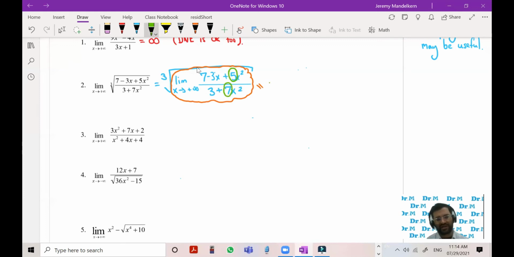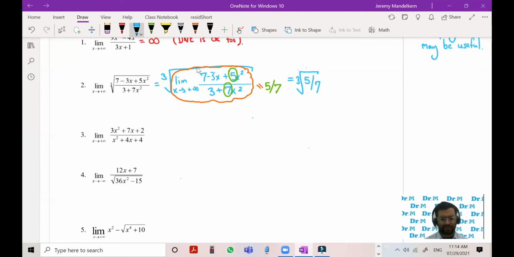So hence, this is 5/7. And it follows then that the value of the original expression is the cube root of 5/7. I'm going to be a little bit careful about applying this rule, namely of passing a limit inside a root. It only applies when the limit of the radicand exists.